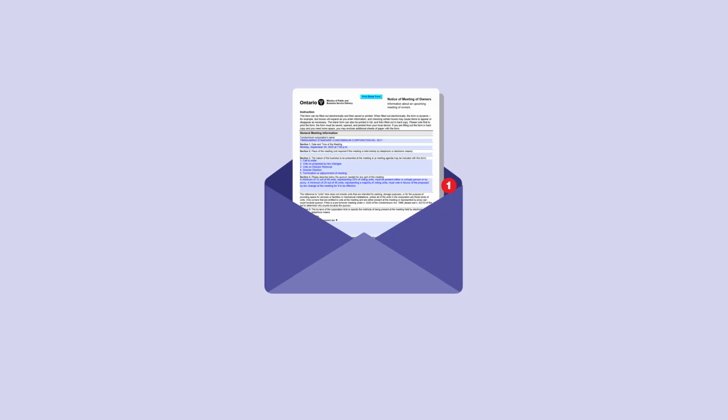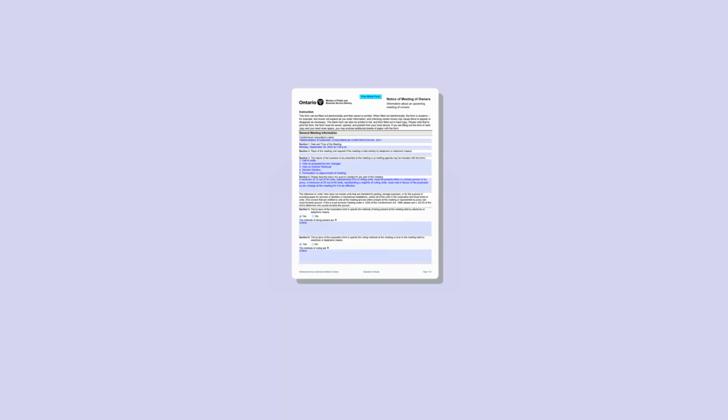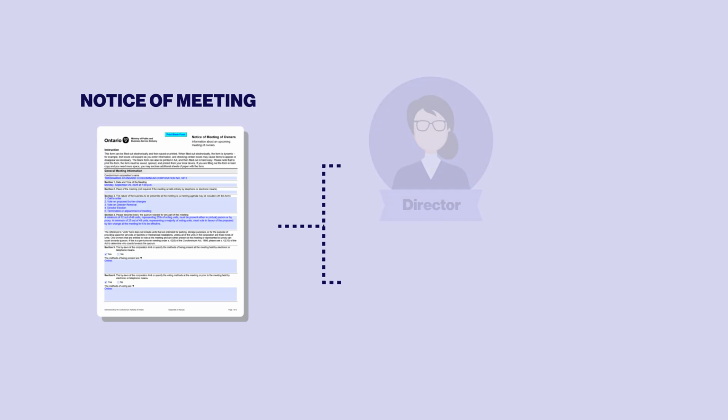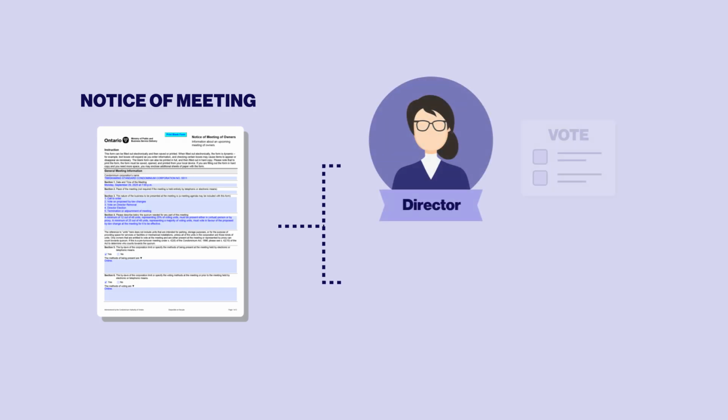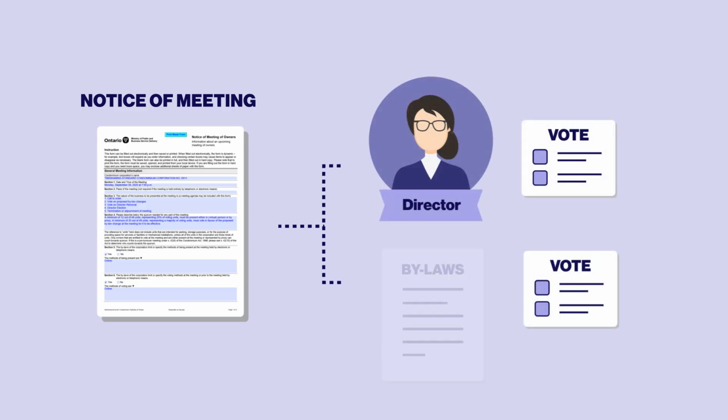Just received a notice from your condo corporation. There's an owners meeting coming up, and during the meeting, your community is going to elect new directors and vote on important changes to the bylaws that will affect you. You want to attend, but can't make it that day.